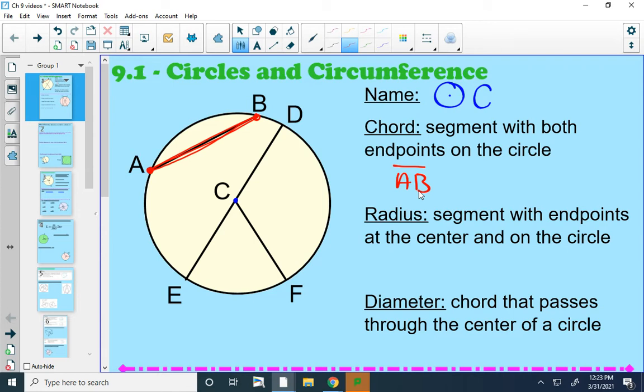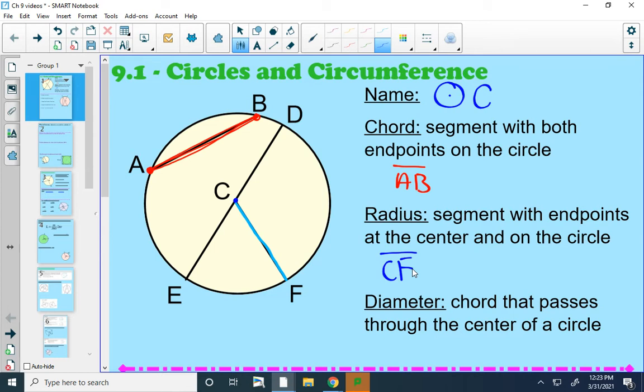The radius, that's a word we already know. It's a segment with endpoints at the center and on the circle. So it looks like in this example, CF is a radius. I also could have said CD or CE.